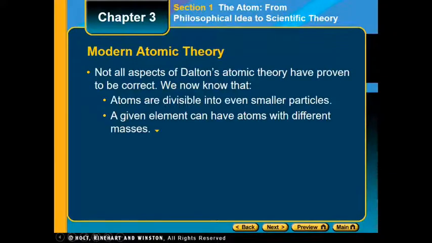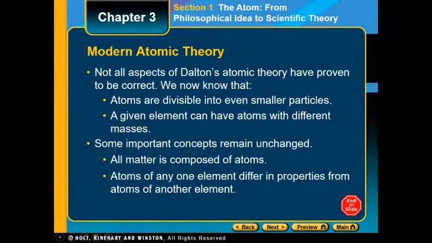So to round out section number 1, it says not all aspects of Dalton's theory have been proven to be correct. I've already highlighted for you, yep, atoms are divisible. Protons, neutrons, electrons. And it says a given element can have different masses. That's when I was talking about isotopes. And then the unchanged parts, yes, this part right here, they are still unchanged.